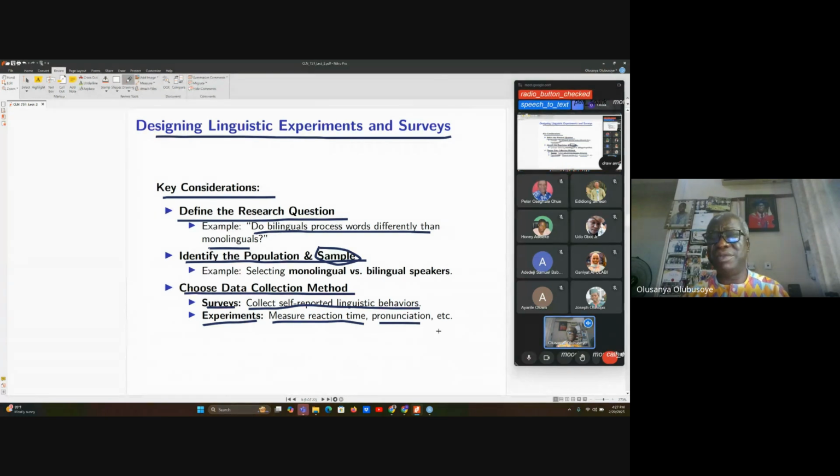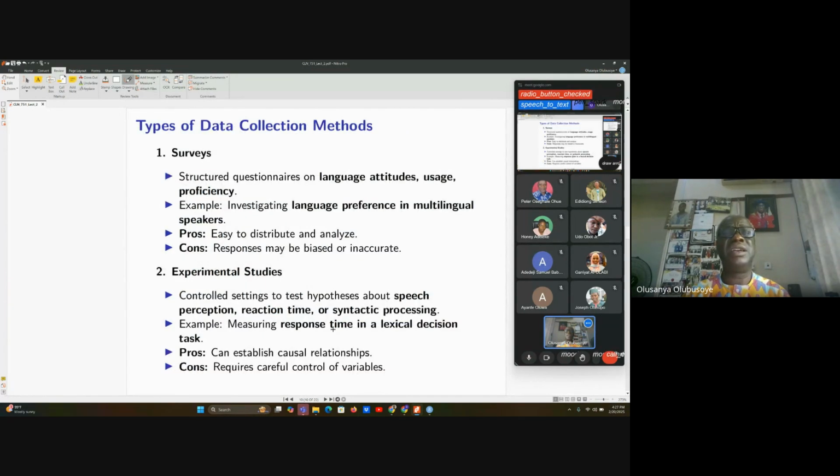And then you can measure what you want to measure among them, why they speak. And if you are dealing with a survey or you are dealing with experimental studies, you can employ different methods for collecting your data.